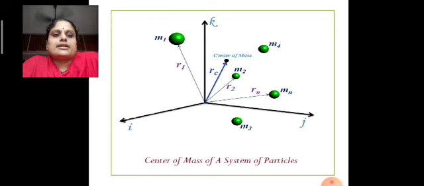Considering a system of particles m1, m2, m3, m4, etc. up to mn, which are at distances r1, r2, r3, r4, etc. up to rn, then the center of mass point of such particles can be got by the expression (m1r1 + m2r2 + m3r3 + etc. + mnrn) divided by capital M, where capital M is equivalent to m1 + m2 + m3 + etc. up to mn.